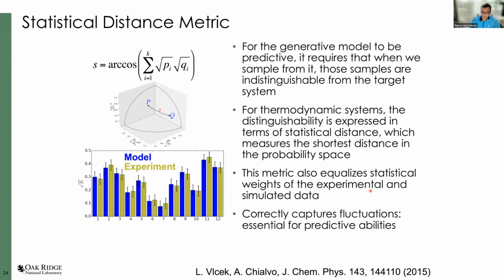This measure equalizes the statistical weights of the experimental and simulated data, and it correctly captures the fluctuations that are essential for any kind of predictive capability of our model, right? Why don't we just use a mean squared error between these histograms? You can absolutely do that, but you won't capture the essential fluctuations very well, and so it will fail for many cases. You need to use the right loss function for the right system. In thermodynamic systems, you want to use this particular loss function here, okay? The reasons why, and the derivation for this, are described in this particular JChem Phys paper that you can look at.